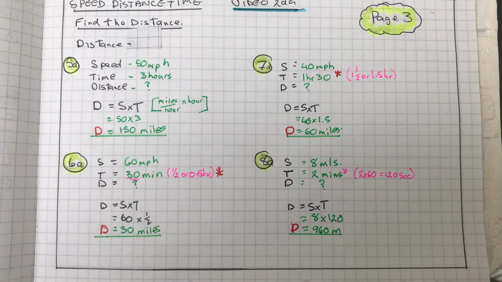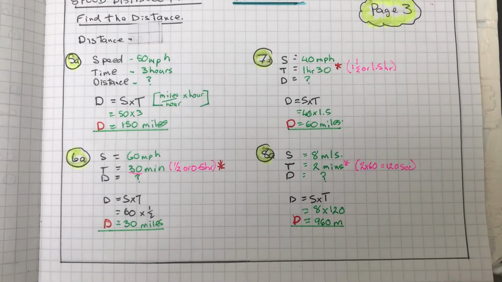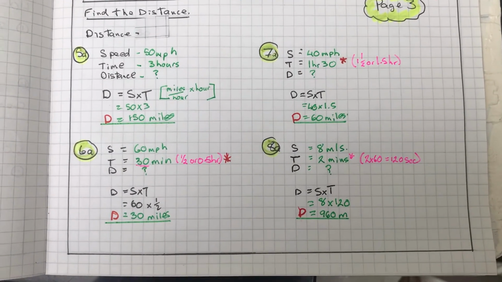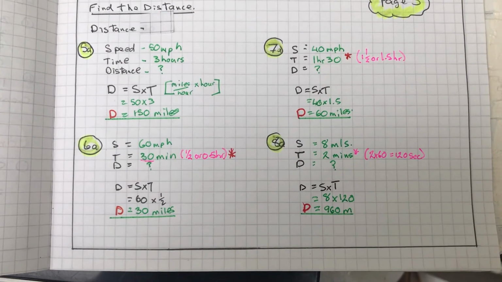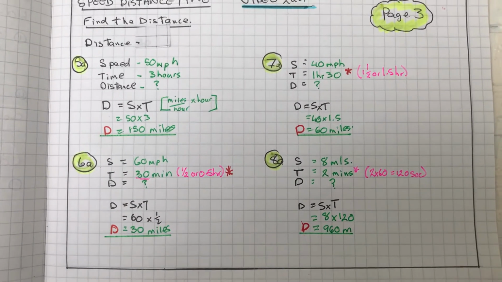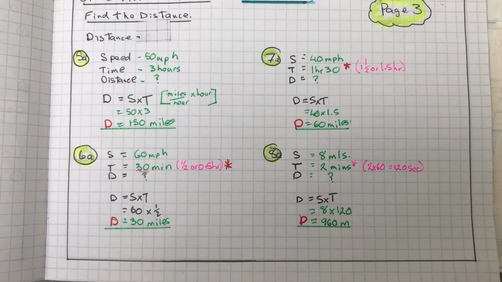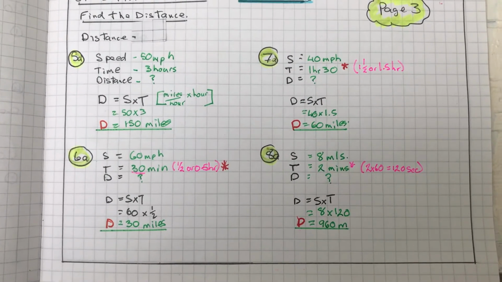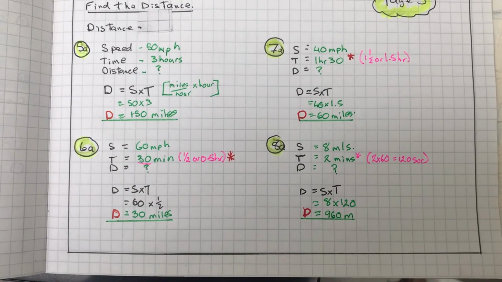Well, if I look at the second one, speed is 60 miles an hour, time is 30 minutes. There's a red flag, 30 minutes. We don't use minutes, we've got to convert that to hours like we did on Monday. 30 minutes is half an hour, or it's easier to put the decimal 0.5 in your calculator.